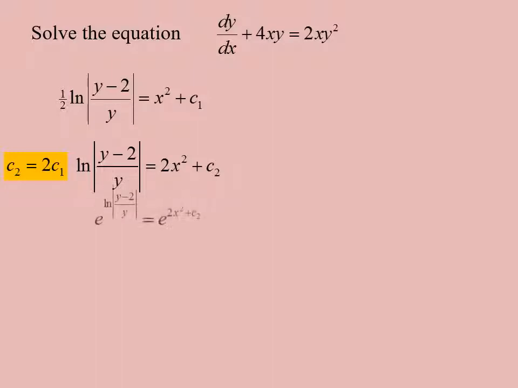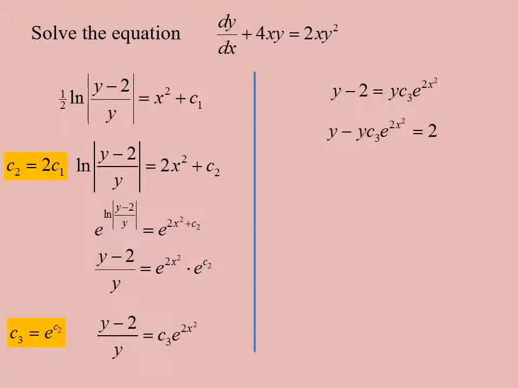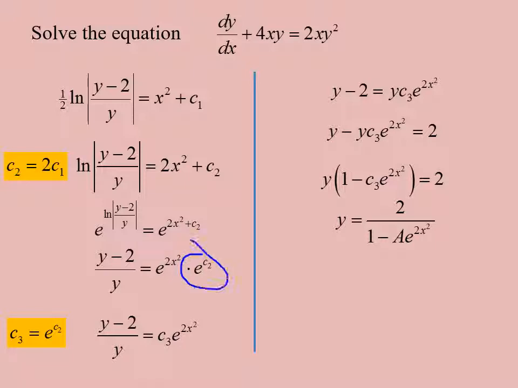We need to do the natural exponential of both sides. On the left, e to the ln of y minus 2 over y just comes out to be y minus 2 over y. Okay, we multiply by y, we switch sides and factor the y, and then divide.